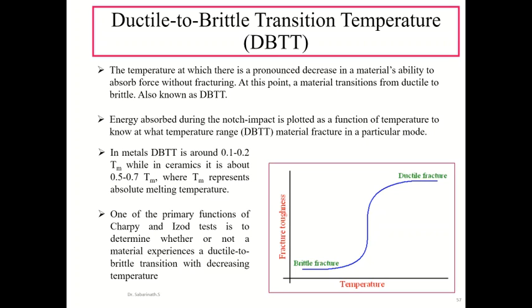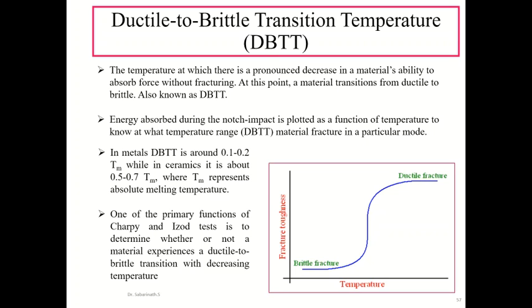The ductile to brittle transition temperature is the temperature at which there is a pronounced decrease in the material's ability to absorb force without fracturing. At this point, the material transitions from ductile to brittle. So if at a particular temperature the material is not able to absorb the force without causing any fracture, we can say at this point the transition has taken place. The material has transformed from a ductile to a brittle material, showing brittle fracture.